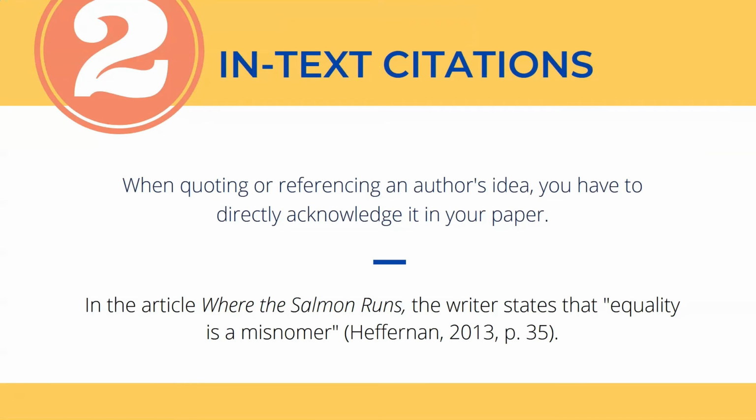The second element is in-text citations. So whenever you quote an author or you use their specific idea, you'll need to acknowledge it in your actual writing, in your body paragraphs. And I have a little example here. In the article Where the Salmon Runs, the writer states that equality is a misnomer. I put the author, the year, and the page number for that quote. And this is one example of what it will look like. We'll be going over in more detail what this looks like in later lessons.